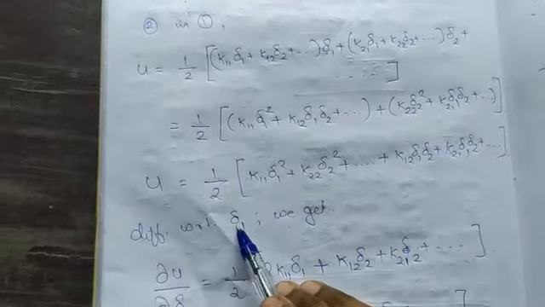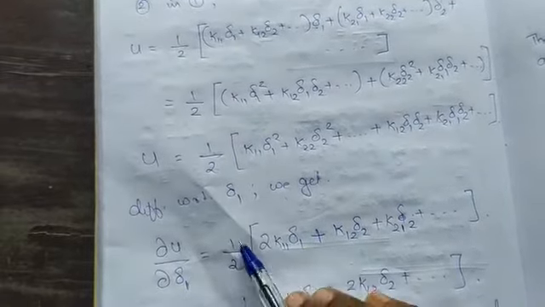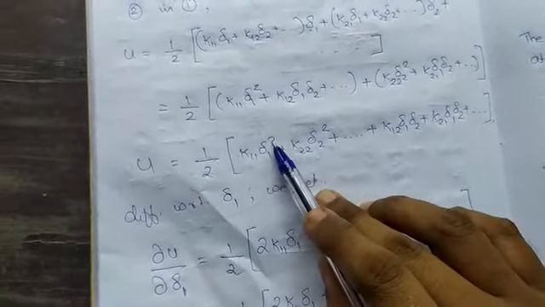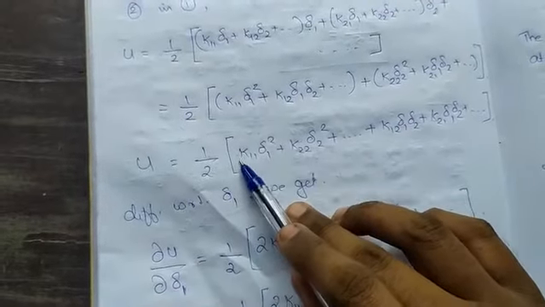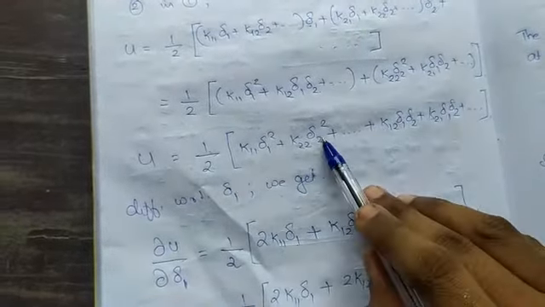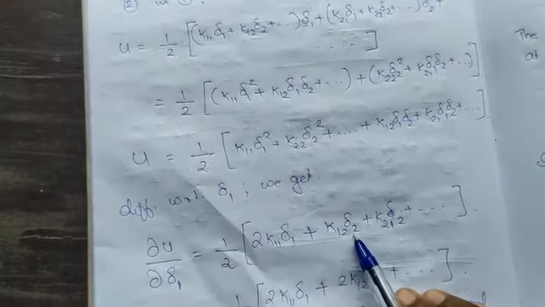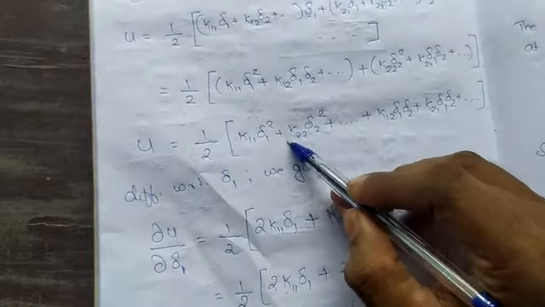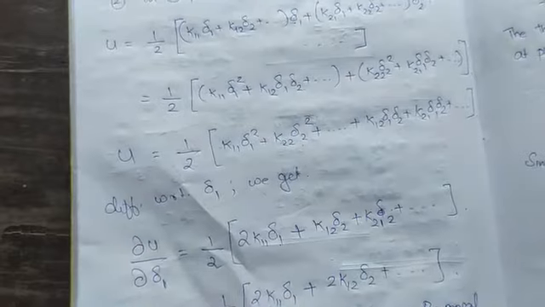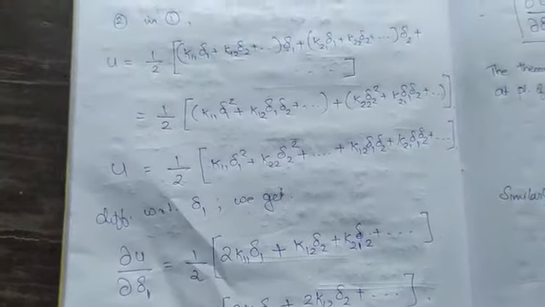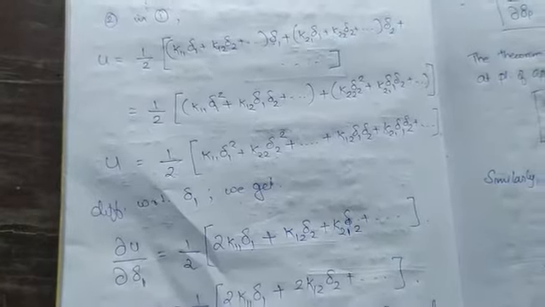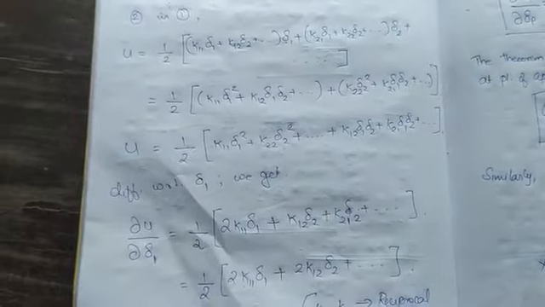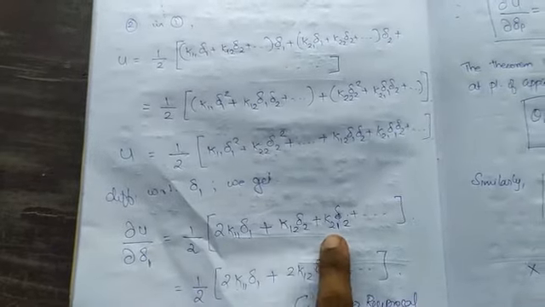Now we'll differentiate it with respect to delta 1. You'll get 1 by 2 into this term. If you differentiate it, you'll get 2 K11 delta 1, right? This will be K22 delta 2 square. But what happens to this K22 delta 2 square? It is differentiated with respect to delta 1, so that term will not be there. So the answer will be K11 delta 1 plus K12 delta 2 plus K21 delta 2. And you know K12 is equal to K21.